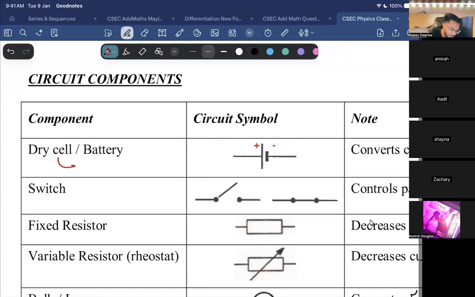What kind of current does a battery supply? Alternating current or direct current? Does anybody know? Yeah, it supplies direct current, DC current. The direction of the current never changes. Of course, you will all learn about this just now.